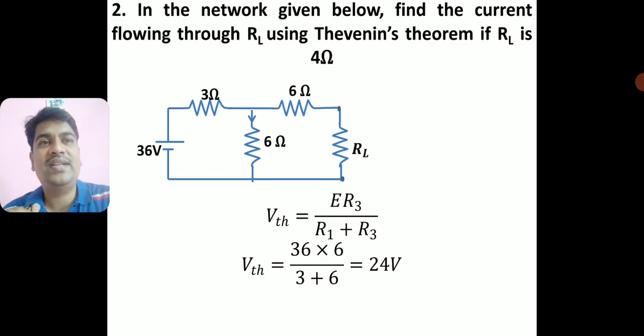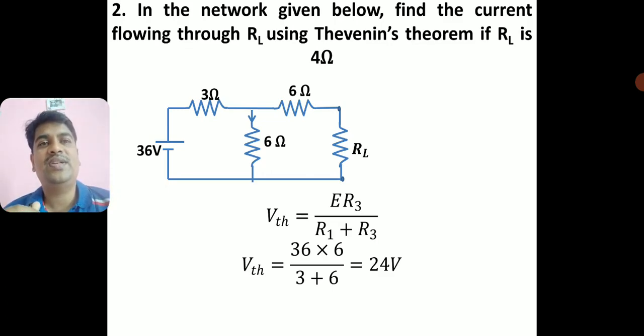R2 is the second resistor in the same straight line. R2 is the second resistance. The middle resistor is R3. Now R2 and R3 are the same. Okay. The VTH is E R3 by R1 plus R3.